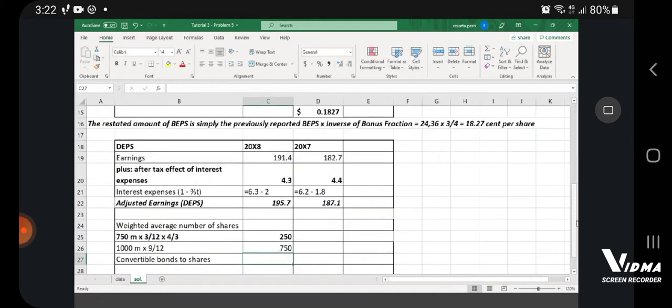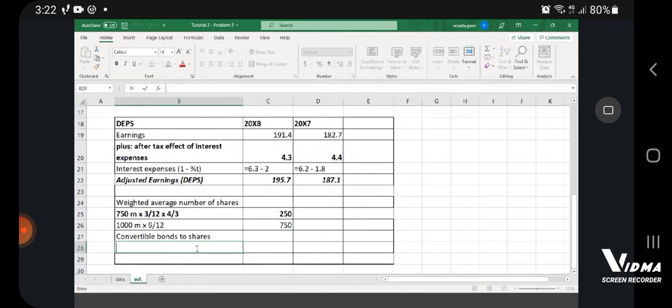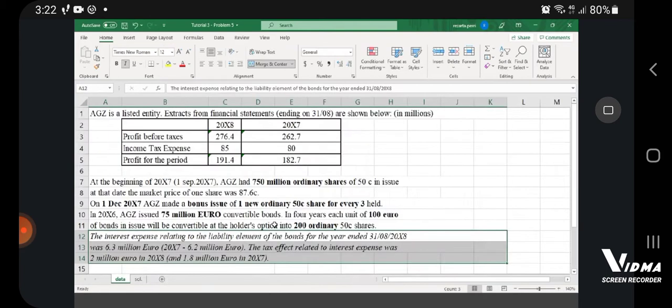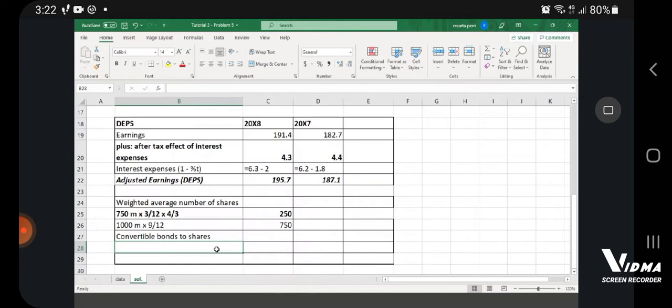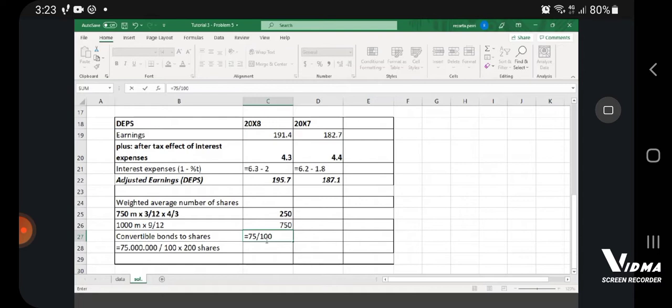Now, I should take some minutes only to calculate the number of convertible bonds to shares. Now, you read carefully what is this over here. 75 million, each unit of 100 euro is converted to 200 ordinary shares. That means that will be equal to 75 million divided by 100 euros and multiply by 200 common shares. The number of shares that we would get, I guess, is 150.